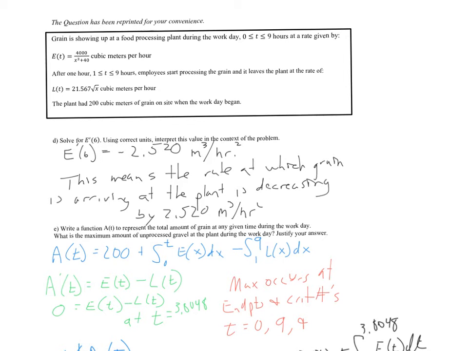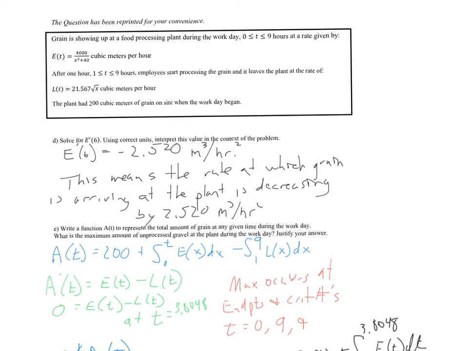What does this mean? This means the rate at which grain is arriving at the plant is decreasing by 2.520 meters cubed per hour squared. In other words, the acceleration is decreasing, but you have to use that in the context of the problem. Saying acceleration is not going to qualify because it's not a particle motion problem. It's the amount of grain arriving. So you would say the rate at which grain is arriving is decreasing.